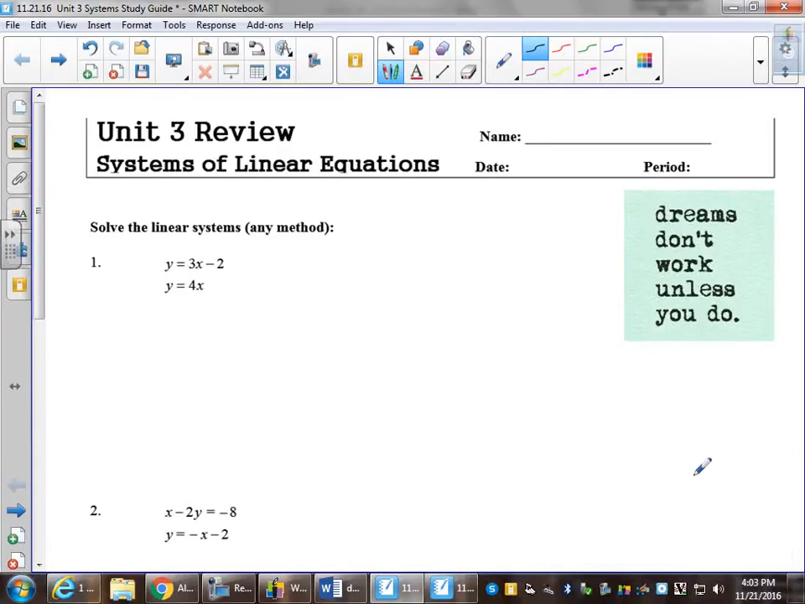Hi everybody, this is our Unit 3 Systems of Linear Equations review. As I go through each of these, I don't intend to stop in between. This is purely meant as you have tried every question and now we're checking answers. So I do plan on talking through each question. I do not expect you to listen to every question.